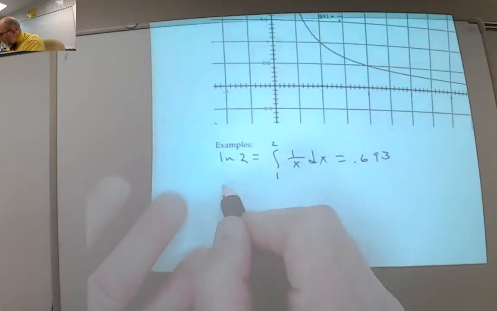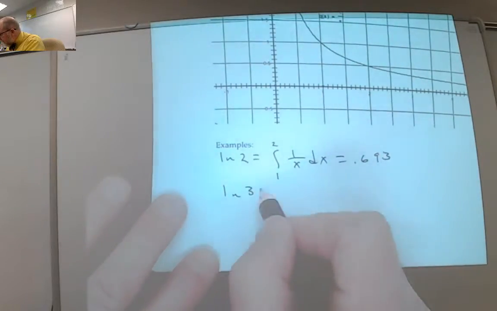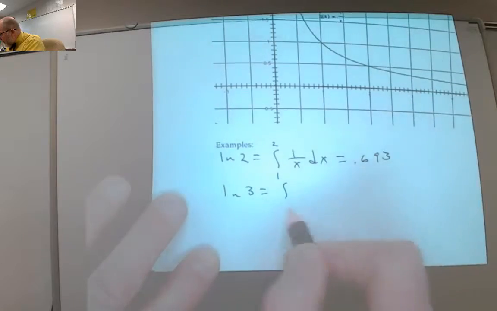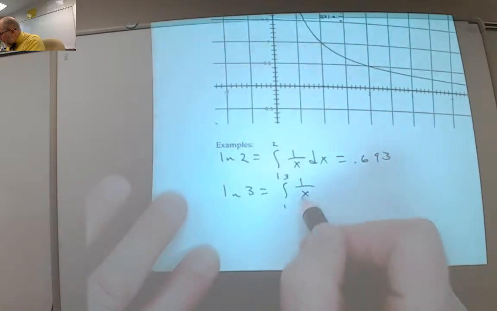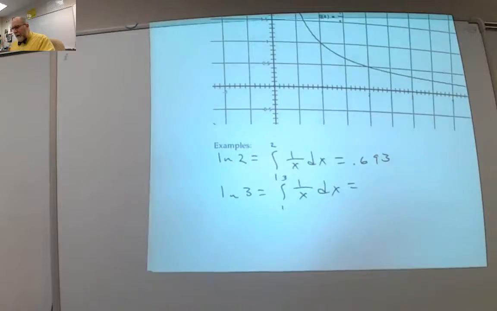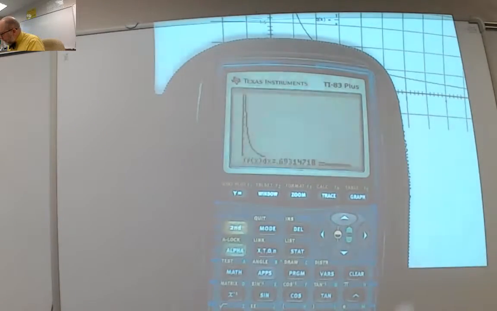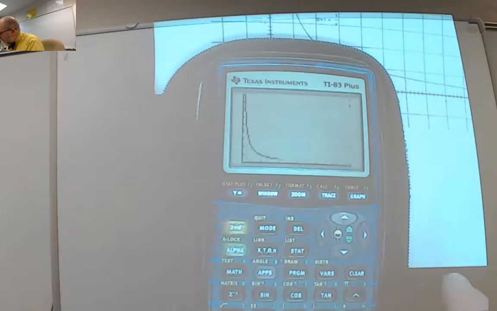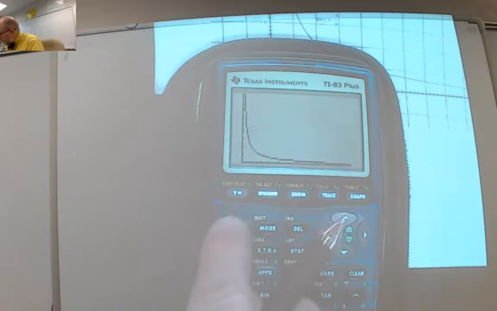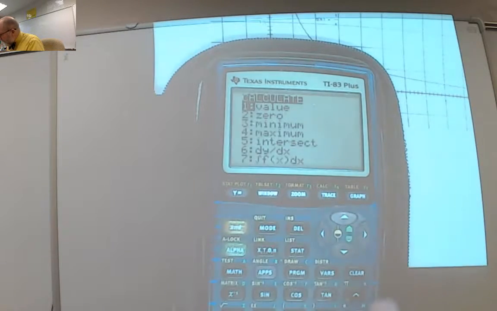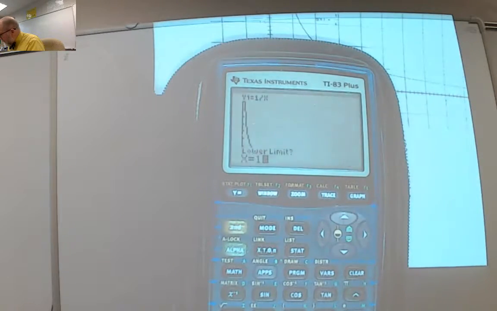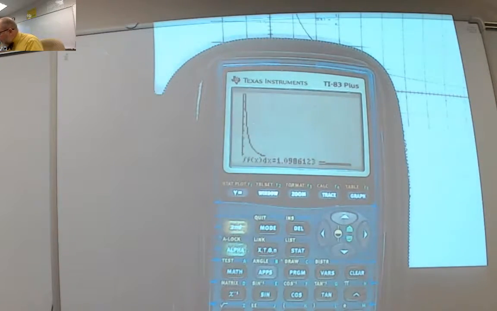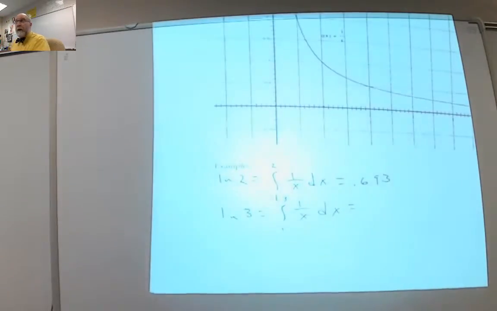So if I do the natural log of 3, I would integrate from 1 to 3, 1 over x dx. And there's my graph. I'll go calc, 7 from 1 to 3. You can see it shade in, and I get 1.099. Does that sound correct?